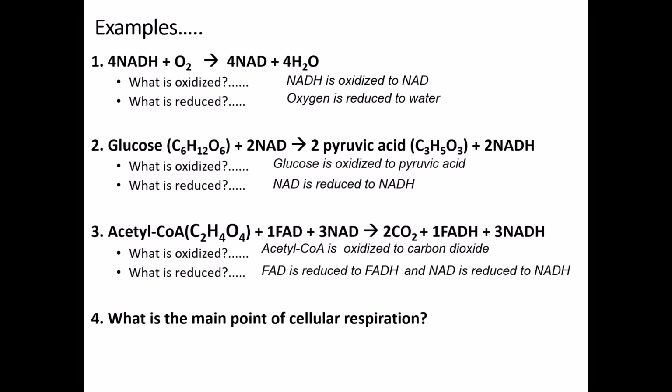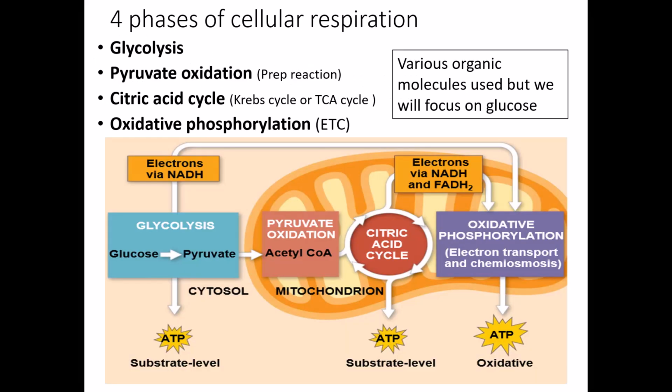So then what's the main point of cellular respiration? The main point of cellular respiration is ATP production. So there's 4 main phases of cellular respiration. This is a really good preview slide because it gives us the 4 main phases and it tells us where it's going to happen and kind of the big picture of what's going on. So cellular respiration can be broken down into glycolysis, pyruvate oxidation, citric acid cycle, and oxidative phosphorylation.